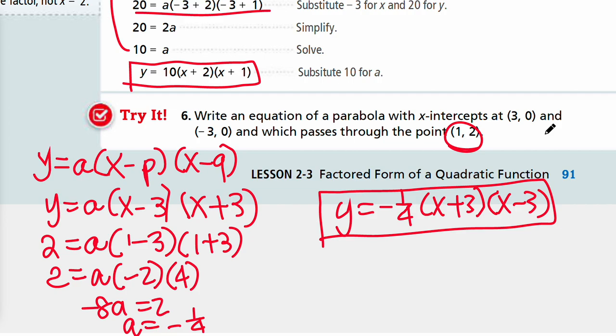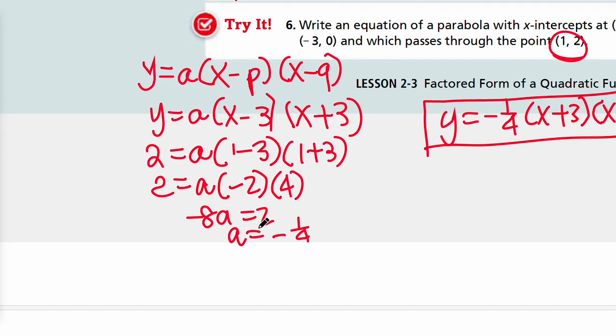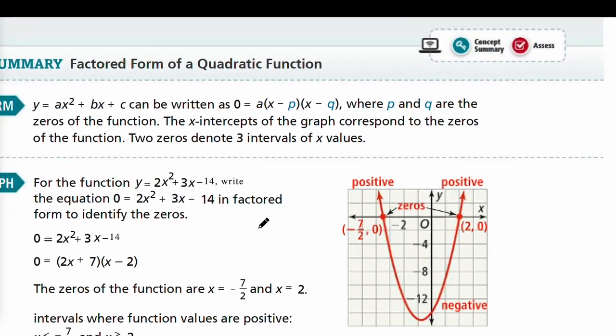If you want to write this in another form, you can use the same steps and write it as a factored form first, because it's easiest to write the equation in factored form given 3 points, and then you can change your equation into another form. But these would be the steps when you have 3 given points. That was try number 6 and the end of our lesson.